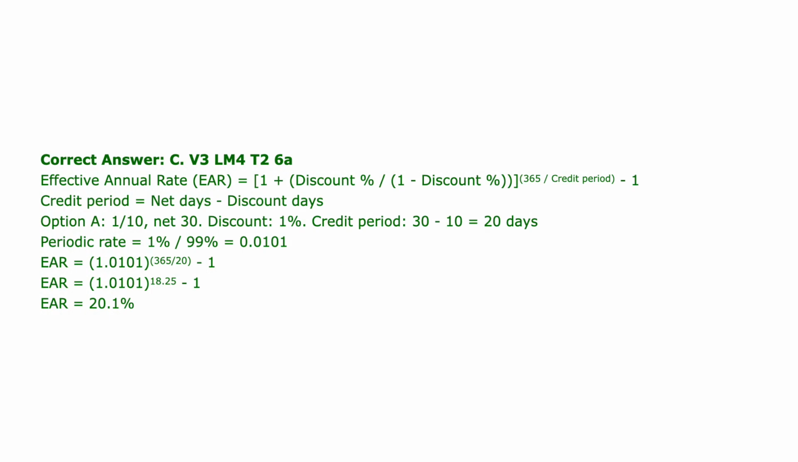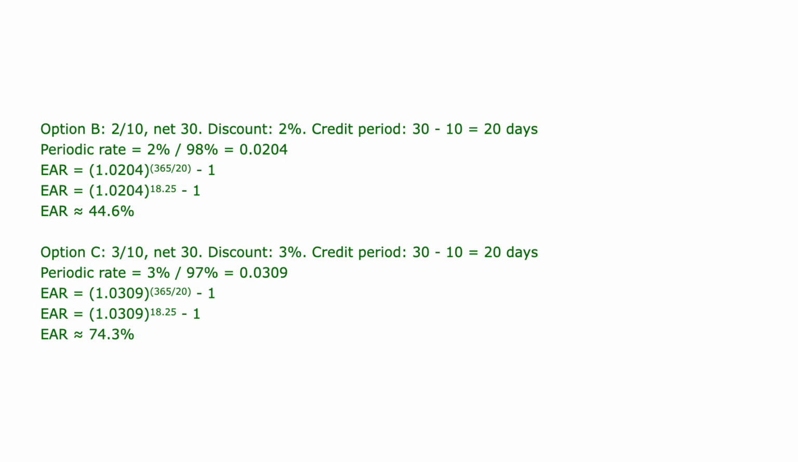Foregoing a discount allows the issuer to borrow funds for a specific credit period, net days minus discount days, which in all 3 cases is 20 days. Even a 1% discount results in a high 20.1% EAR. When the time frame, 20 days, is constant, the effective annual rate, EAR, increases significantly as the discount percentage rises. Option C is the most expensive because a 3% discount for only 20 days of extra credit creates a massive implicit interest rate of 74.3%, making it the most costly source of financing among the choices.